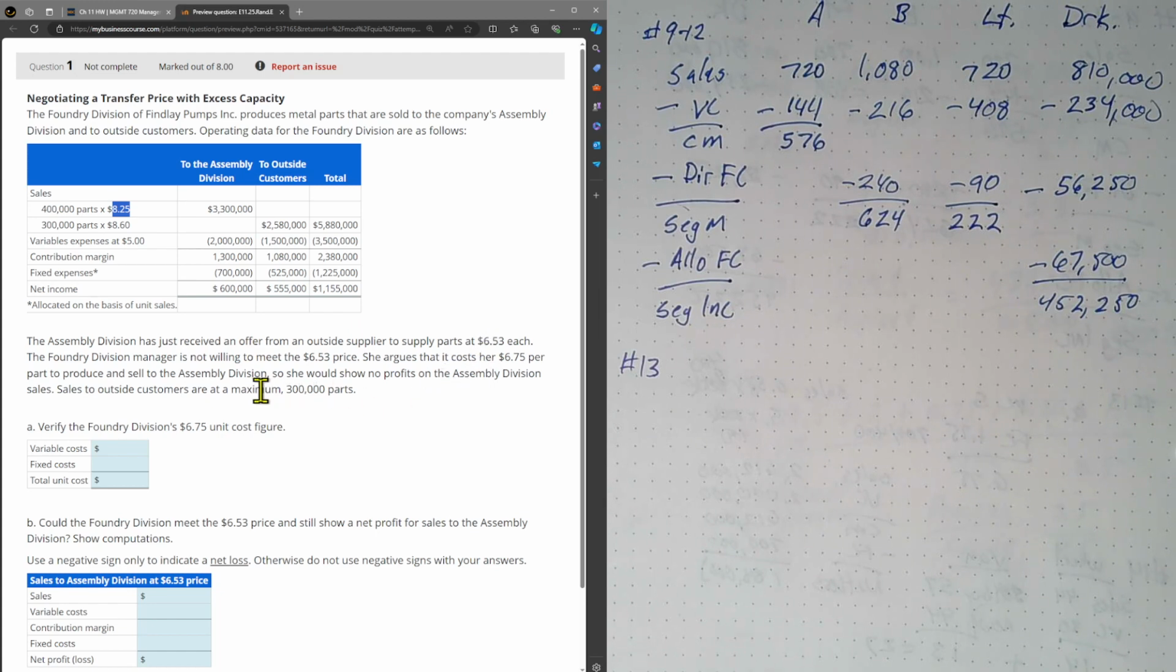The foundry division manager, so the seller, is not willing to meet this new price that they were able to get from the outside. She argues that it costs her $675 per part to produce and sell to assembly, so she would show no profits on it. Sales to outside customers maximum $300,000. Verify first of all that the foundry division $675 is the correct amount.